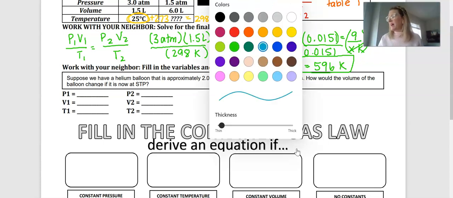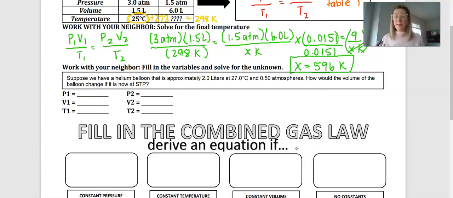Hopefully you paused that video. If you didn't, I'm sorry, but let's go ahead and go through this together. Suppose we have a helium balloon that is approximately 2 liters at 27 degrees Celsius and 0.50 atmospheres. How would the volume of the balloon change if we're at STP?